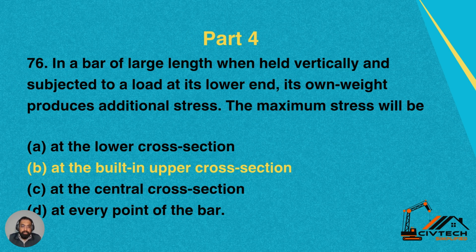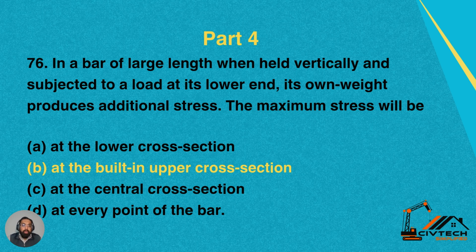It's part 4. So question number 76 for this part: in a bar of length L, when it is held vertically subjected to load at its lower end, its own weight produces additional stresses. The maximum stress will be option A, at the lower cross section, option B, at the built-in upper cross section, option C, at the central cross section, and option D, at every point in the bar.